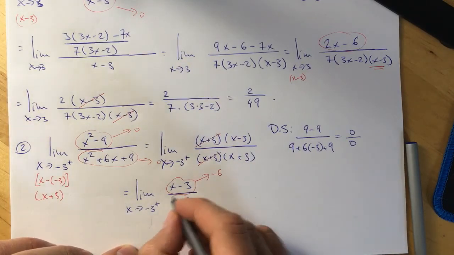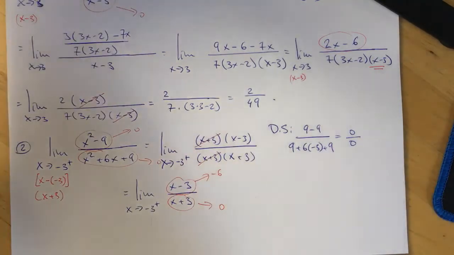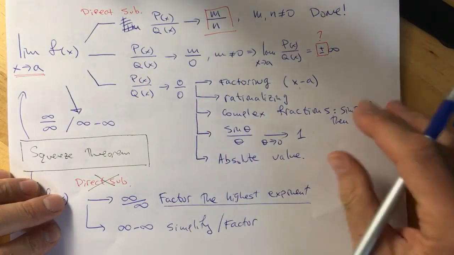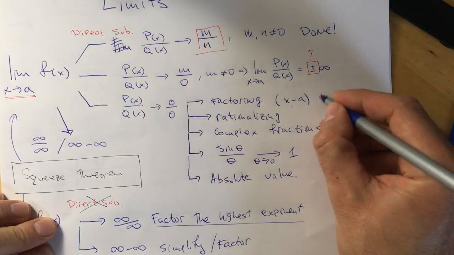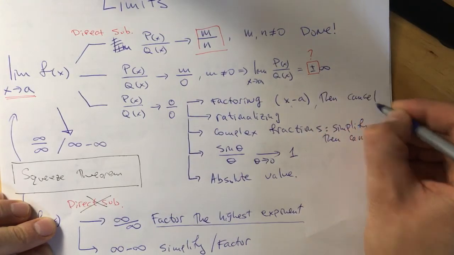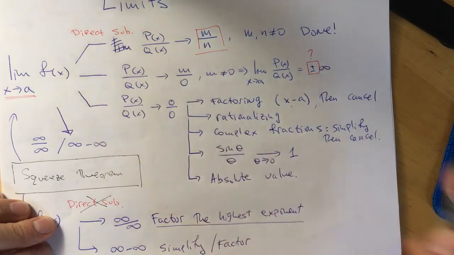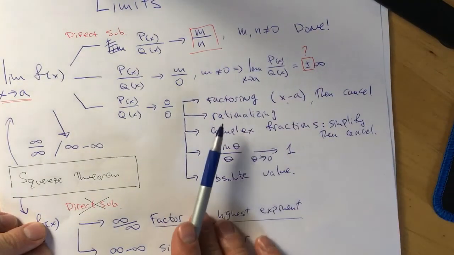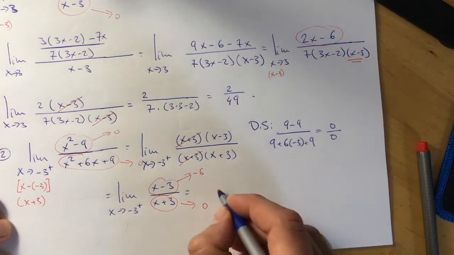The numerator goes to -6, the denominator goes to 0. So as you can see, we started with a 0 over 0 situation. We factored the problematic factor and cancelled it. And it led us to this kind of situation, a constant different than 0 divided by 0. And in that case, the answer is infinity. Now you have to check whether it's positive or negative infinity. So right away you can write here that this answer is infinity.